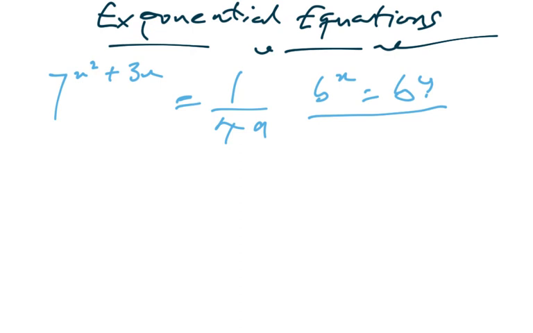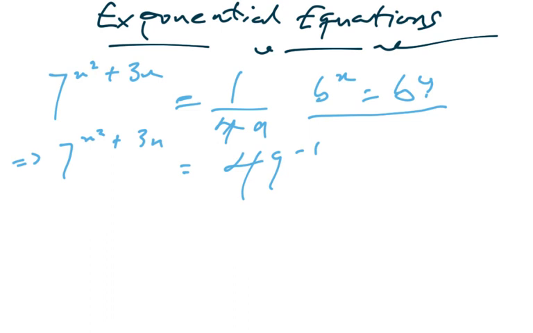Therefore, this is what we have to do. First of all, we need to change this 49 to be the same base as 7. So we are going to get 7 exponent x squared plus 3x equal to 49 exponent 1. This exponent 1 is the same as what we have here.